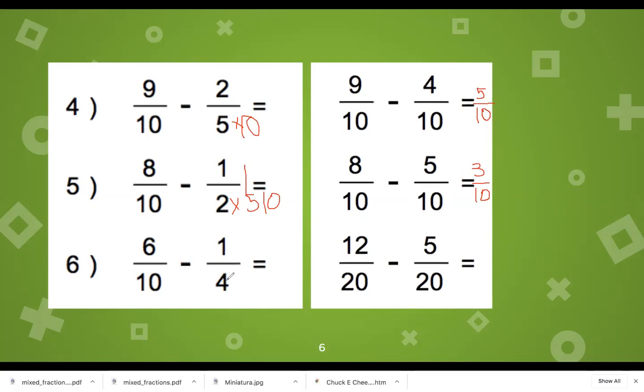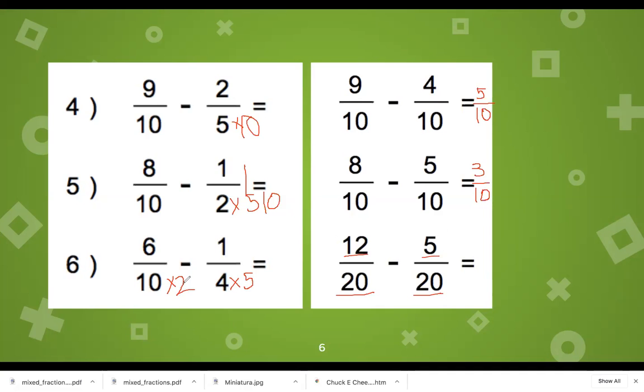All right, one more, subtracting fractions. 6/10 minus 1/4. Well, 10 is not a multiple of 4. So what we're going to need to do is notice how I found 20 as the common denominator, because 10 times 2 equals 20, and 4 times 5 equals 20. So this is where it really helps us to have those multiplication facts memorized, because I can quickly think in my head, oh, both of these numbers have 20 in common. So then 6 times 2 is 12. And then 1 times 5 is 5.